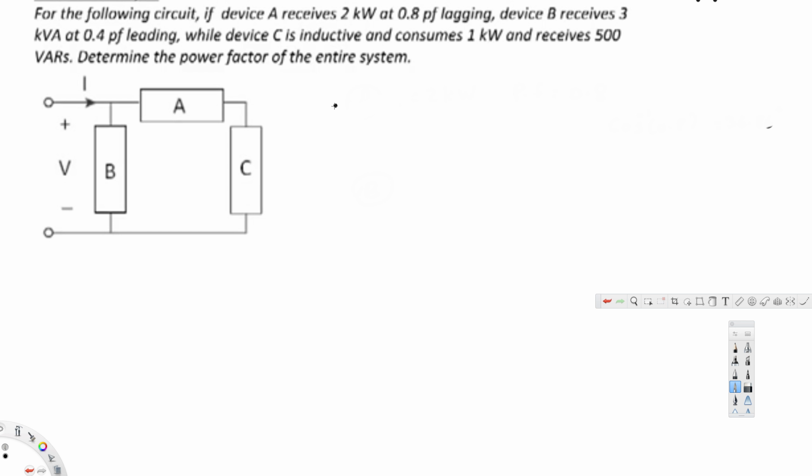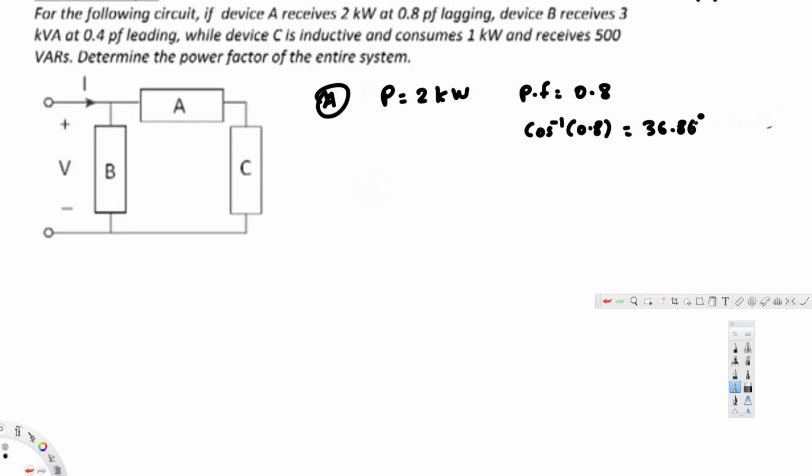Now let's note down the given information. For A, we have the P value. P is equal to 2 kilowatts, and also the power factor is provided, that is equal to 0.8. Using this power factor we can calculate the angle. That's going to be cos inverse 0.8, and if you calculate this angle you are going to get 36.86 degrees. The angle is positive because they have mentioned this is lagging. If it's leading, it's going to be negative.